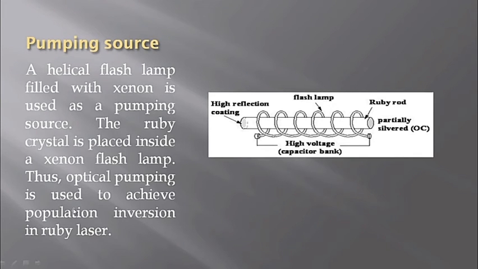As I have already discussed in my last video lecture, the pumping source helps in stimulated absorption. Without pumping, there cannot be excitation of electrons or atoms. Also here, a helical flash lamp filled with xenon is used as the pumping source, or you can see here in the diagram. This is a helical shape flash lamp.